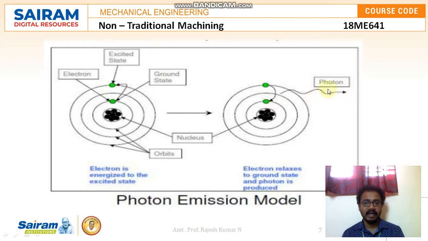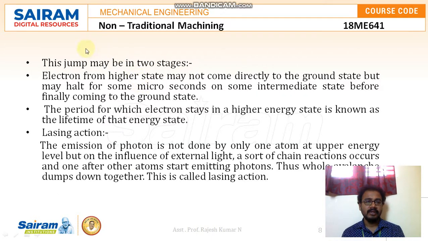That is what we call a photon, and this light source has a highly radioactive nature. Now, this jump we may generally classify into two stages. An electron from the higher state may not come directly to the ground state, but may halt for some microseconds at some intermediate state before finally coming to the ground state. The period for which the electron stays in a higher energy state is known as the lifetime of that energy state.